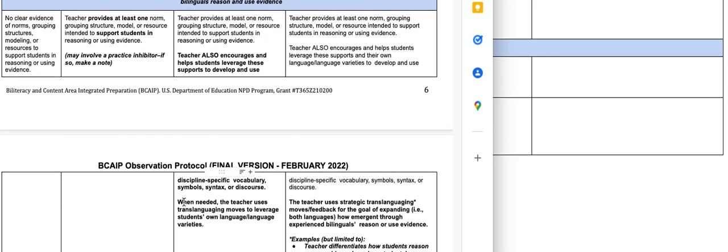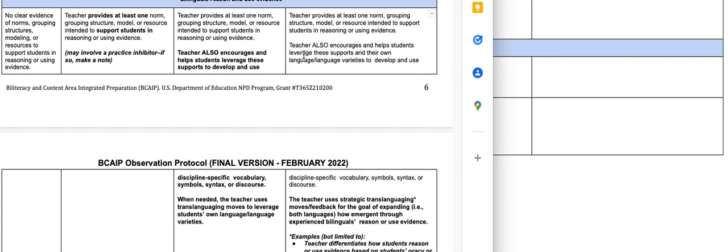And when needed, the teacher uses translanguaging moves to leverage students' own language or language varieties. So this is a little bit different than the other practices. We might see translanguaging in a level 2 here, so that's something to point out. And then to get to a 3, the teacher provides at least one norm, grouping structure, model, or resource intended to support students in reasoning and using evidence. So hopefully you notice that this first expectation is the same in pretty much all the columns, and it's just building as we go along.